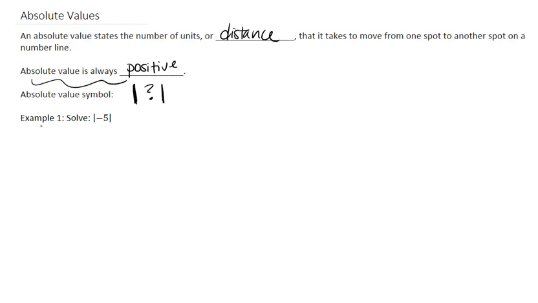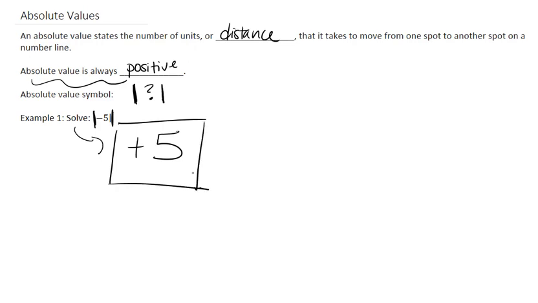So, for example, solve for the following. This makes anything inside these lines positive. So this -5 now just becomes +5. And so the first solution is just +5.